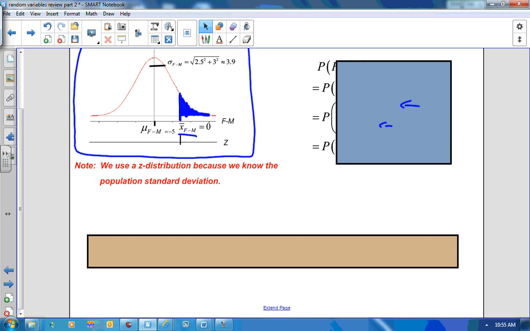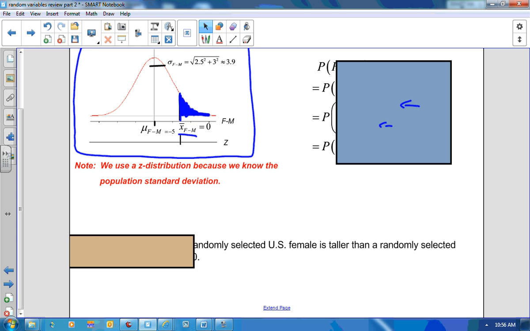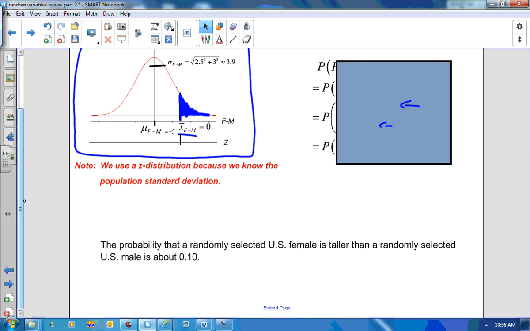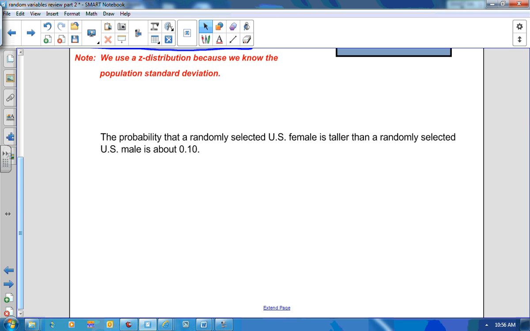Note we use a z-distribution even though we're dealing with means because we know the population standard deviation. We use the t-distribution when the population standard deviation is unknown and I have to estimate it from my data. So in context, my conclusion here: the probability that a randomly selected female from the United States is taller than a randomly selected male from the US is about 0.10.